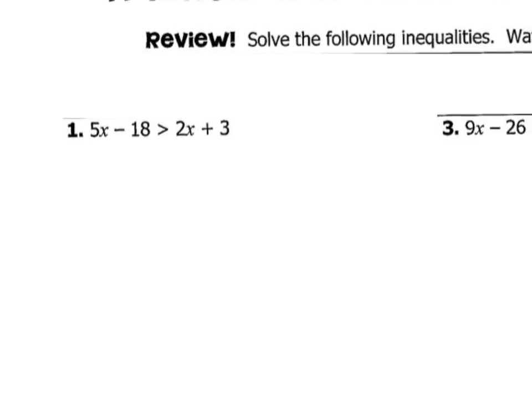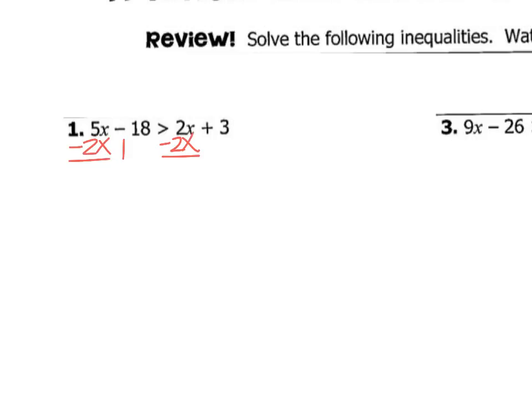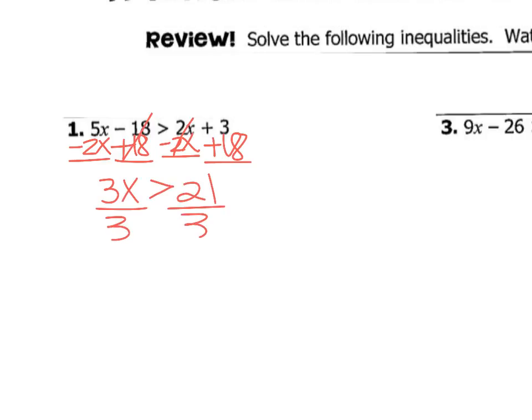So if we're solving this inequality, first thing we want to do is just move all the x's to one side and move all the constants to the other. These will cancel out. We're left with 3x is greater than 21. Now we're dividing by a positive number, so we do not have to switch the sign. Therefore, x is just greater than 7.